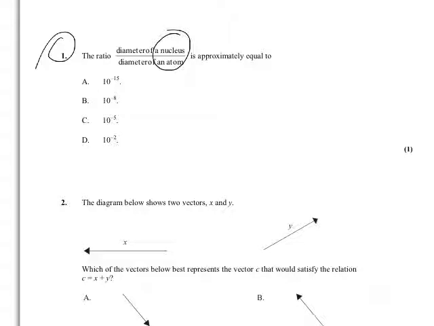But the diameter of an atom is 10 to the minus 10, and the diameter of a nucleus is a little bit smaller, 10 to the minus 15. Okay, these are in your book on page 5.